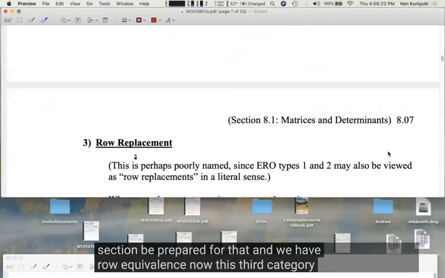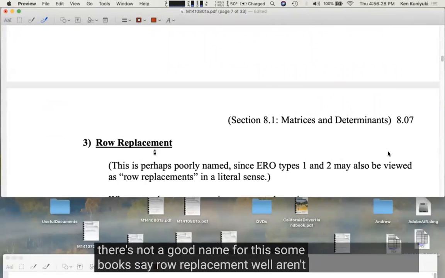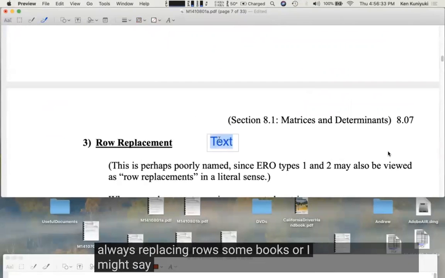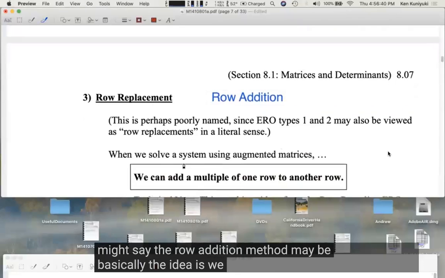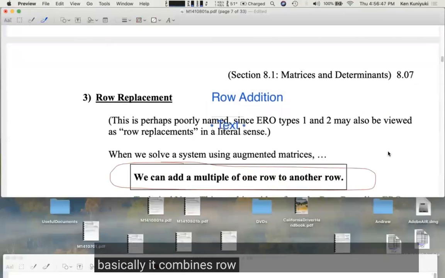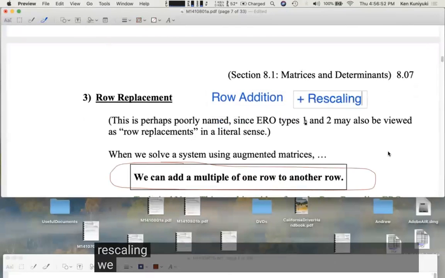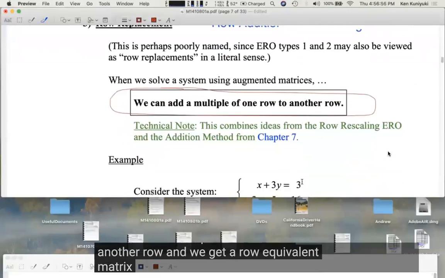Now, this third category, there's not a good name for this. Some books say row replacement. Well, aren't we always replacing rows? Or I might say the row addition method, maybe. Basically, the idea is we can add a multiple of one row to another row. It combines row addition and rescaling. We can add a multiple of one row to another row, and we get a row equivalent matrix.